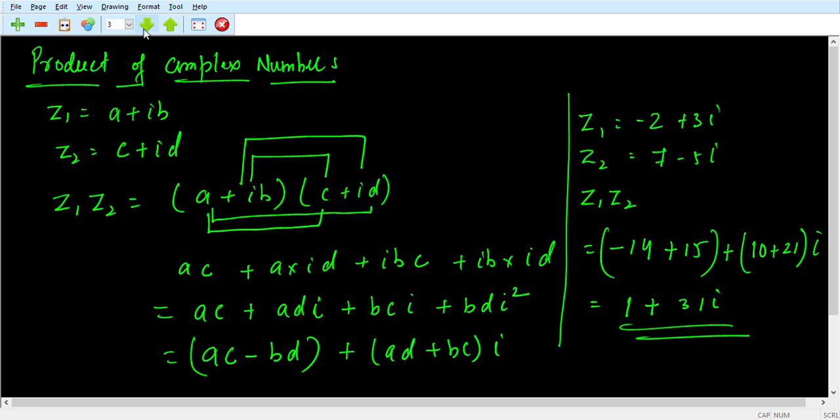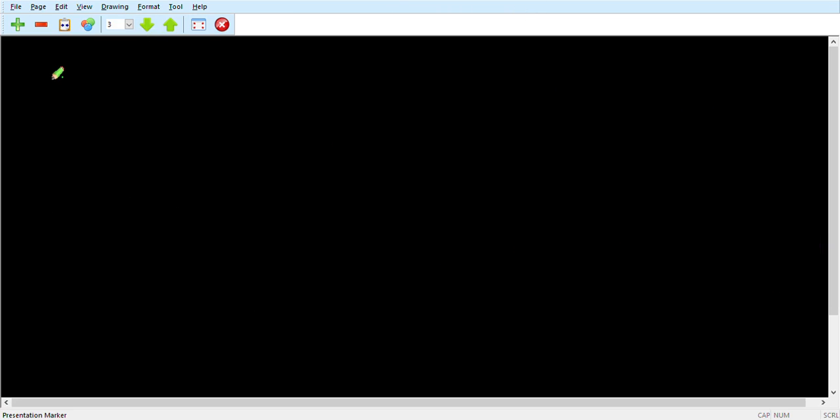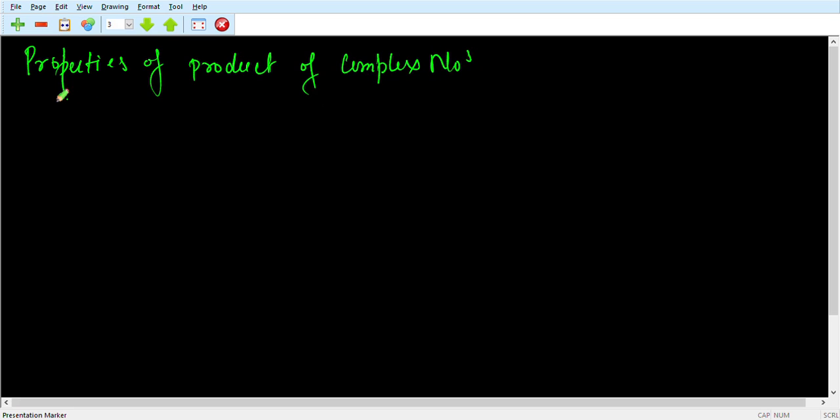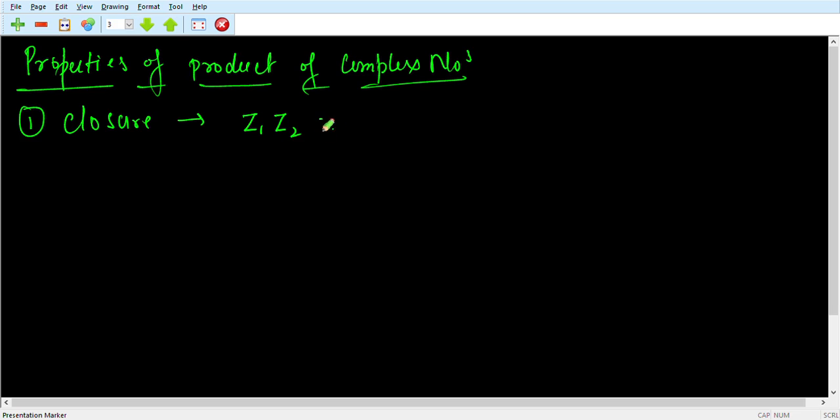And here also we have so many properties of product of complex numbers. Once again, the first property is closure property. Closure property says if I am going to multiply two complex numbers, the result will be a complex number itself.